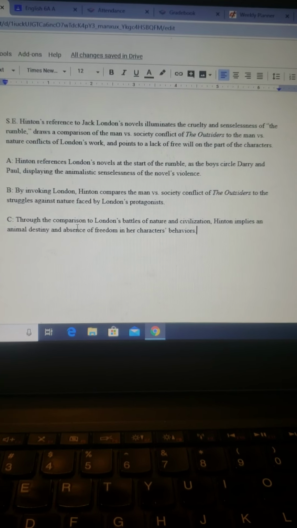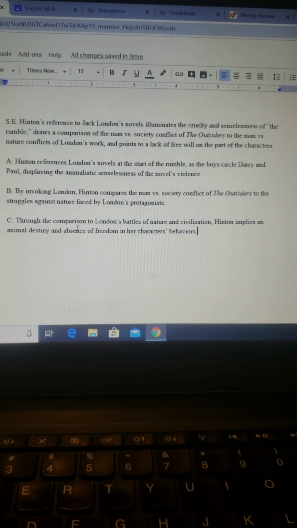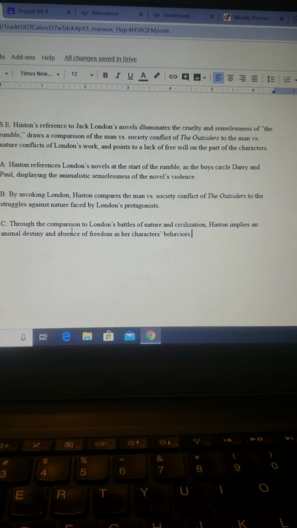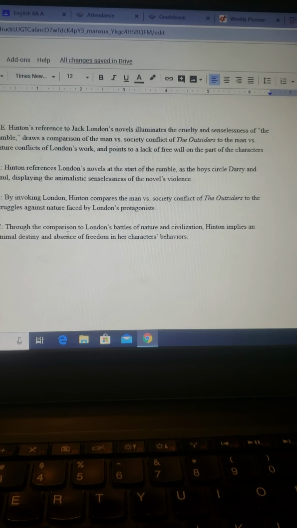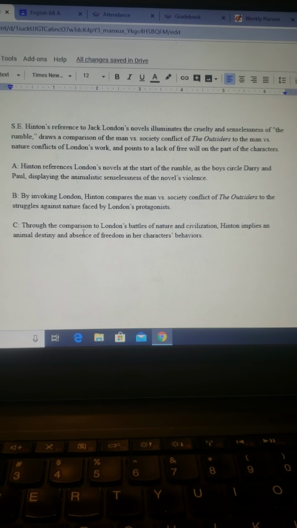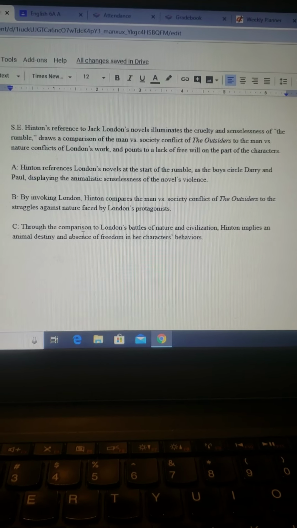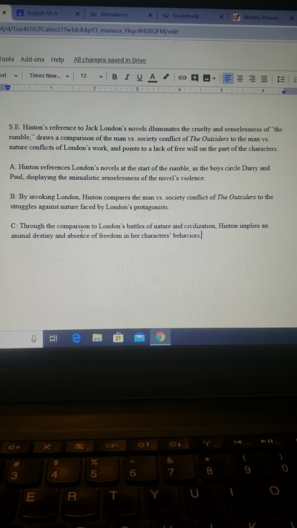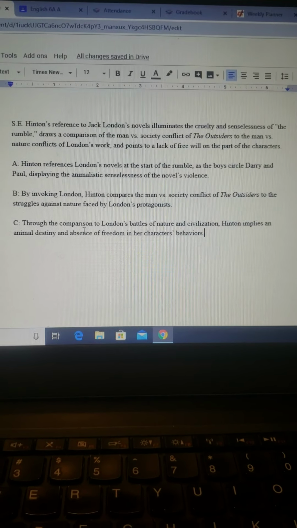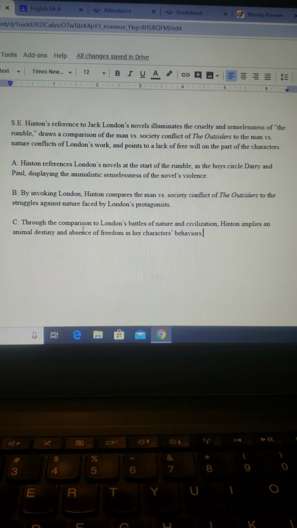And from what I've seen, nobody has similar ideas, of course, which is absolutely fine. Because a lot of the people who are going to use Nothing Gold Can Stay or Gone with the Wind have very similar ideas, which again is fine. Because I think most of you are pretty on track with why Hinton is using those things in the novel. And again, most of your thesis statements look pretty good.